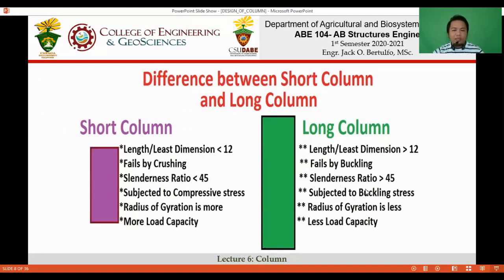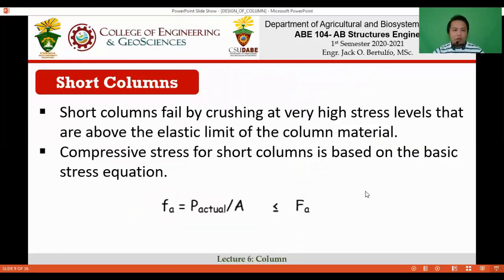So the number one is to get the difference between the two types of columns. Let's start with short columns. Short column fails by crashing at very high stress levels that are above the elastic limit of the column material. So compressive stress for short columns is based on the basic stress equation. Remember that stress can be calculated by force over area, where P is the actual load and A is area, it must be less than or equal to F_A.